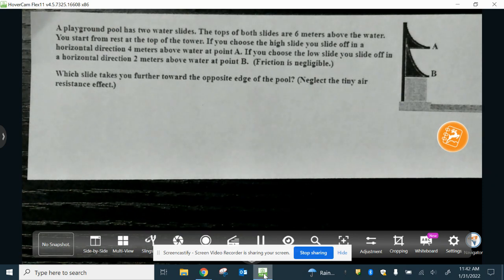All right, so it says a playground pool has 2 water slides. The top of both slides are 6 meters above the water. So the tops are at the same height. You start from rest at the top of the tower.